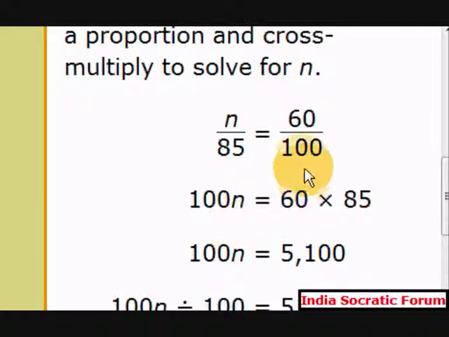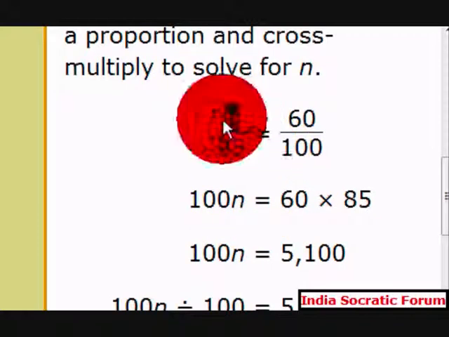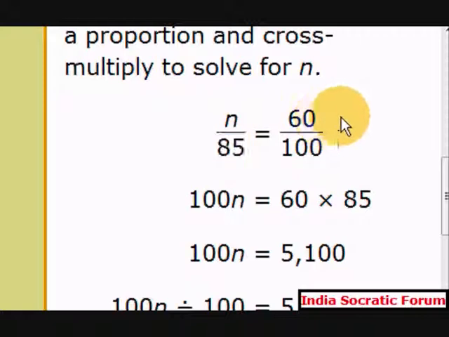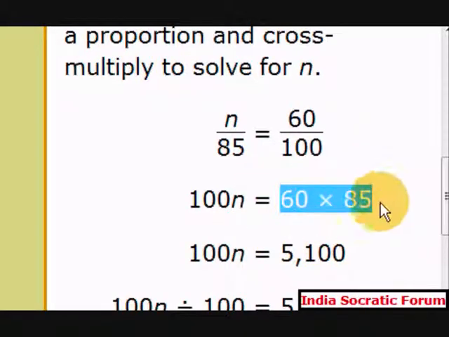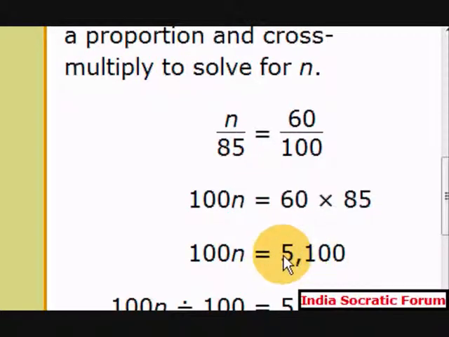100n equals, how do you do it? This 100 goes here, 85 goes there. This is called cross multiplication. 100n equals 60 into 85. How much is it? Do the multiplication, and you would find 5100.